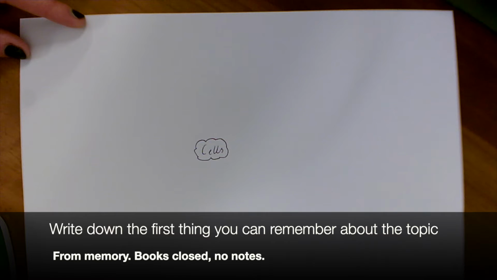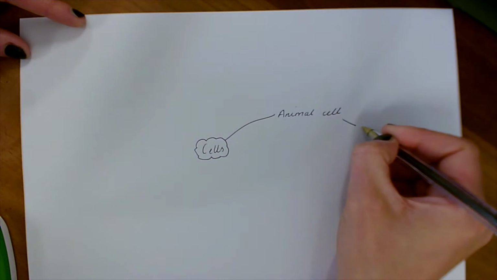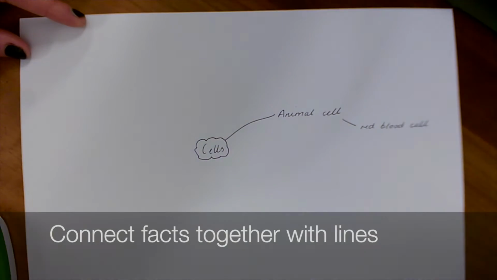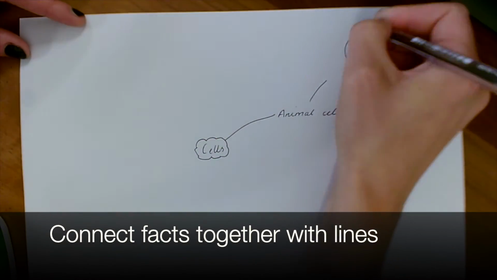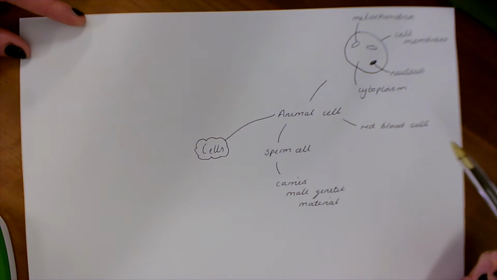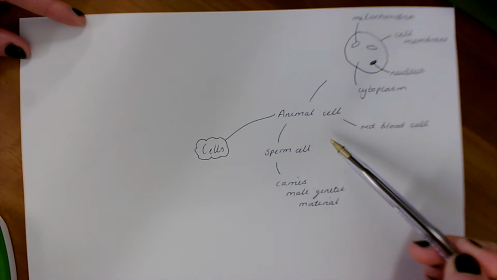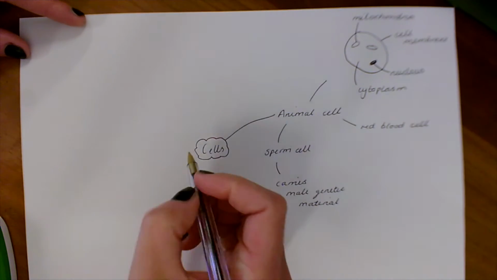Write down the first thing you can remember about the topic on a piece of paper. As this fact prompts you to remember more information, write those facts down. Connect the facts together with lines. You can use single words, phrases, or diagrams. When you've thought of everything you can from memory to do with this aspect of the topic, start a new line.